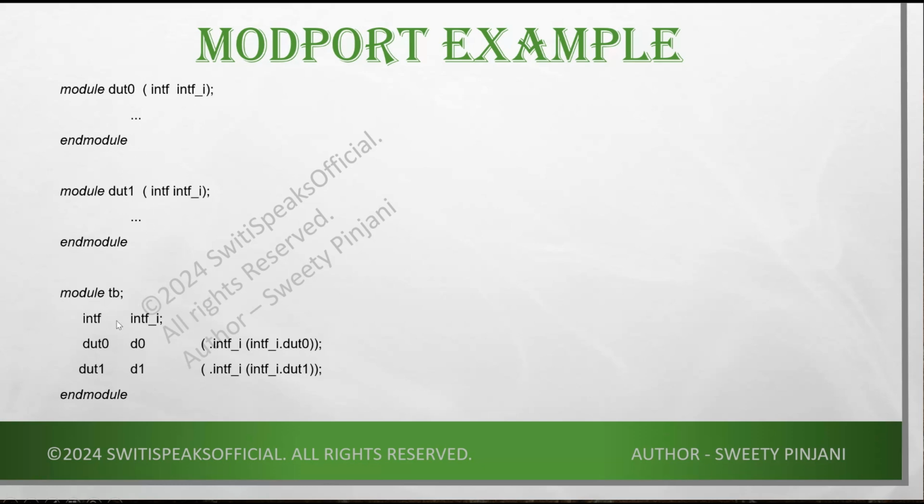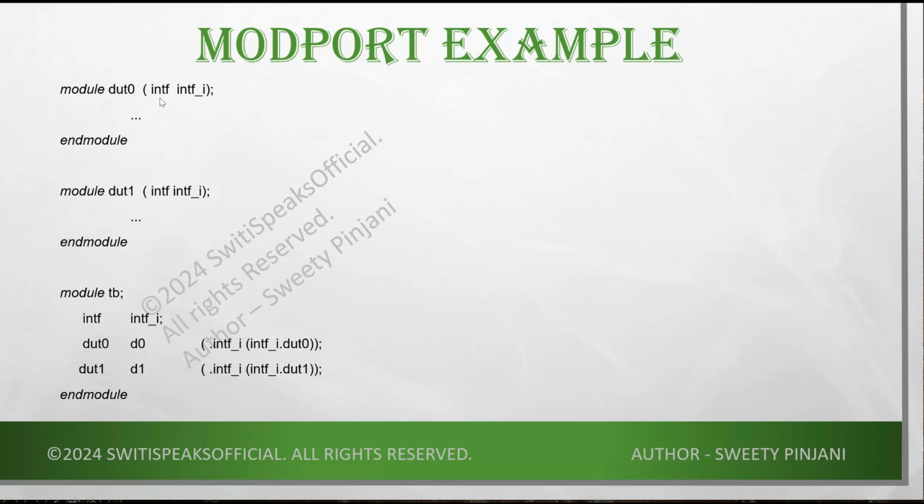Then inside your test bench, you are creating an instance of the interface. You are creating an instance of both your DUTs. DUT0, D0 is the instance of your DUT0. And now what you are doing, you are connecting .intf_i. This is the instance of your interface, this instance. And here you are connecting the modport. You are connecting intf_i to intf_i.dut0. So here inside the test bench you are connecting.